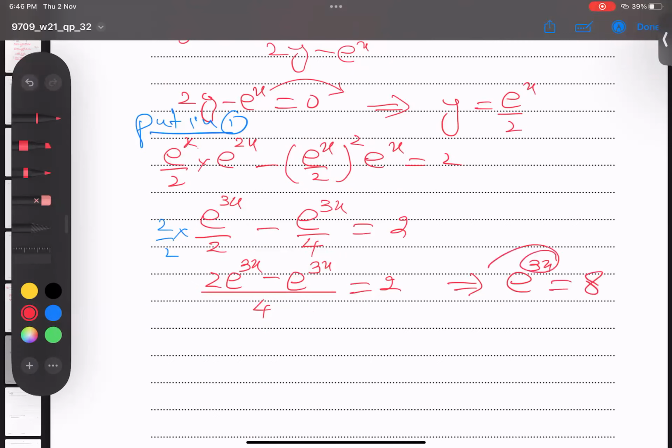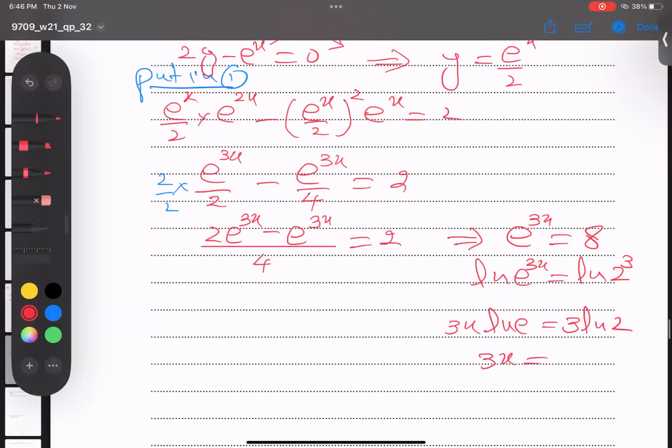How to bring x down? Only one choice: take log of both sides. ln on the left side, ln on the right side. What is 8? 8 is 2 to power 3. And this power will come down due to the log property. All of you are familiar? So I got 3x ln e. And ln e, all of you know, is 1. So 3 will come down due to the log property. So ln e is 1. I got 3x equals 3 ln 2. And 3 cancels out. I got ln 2.